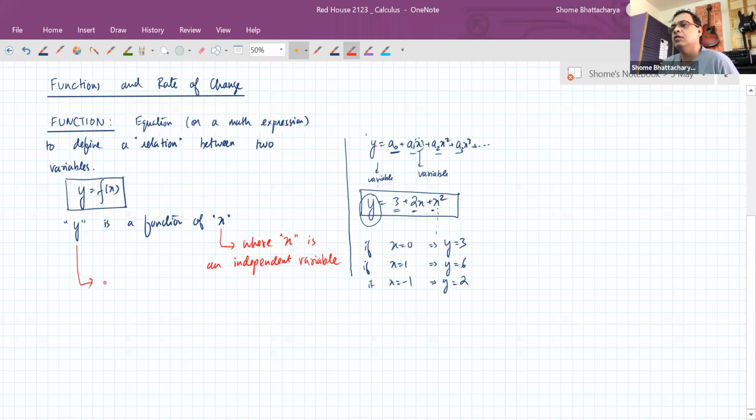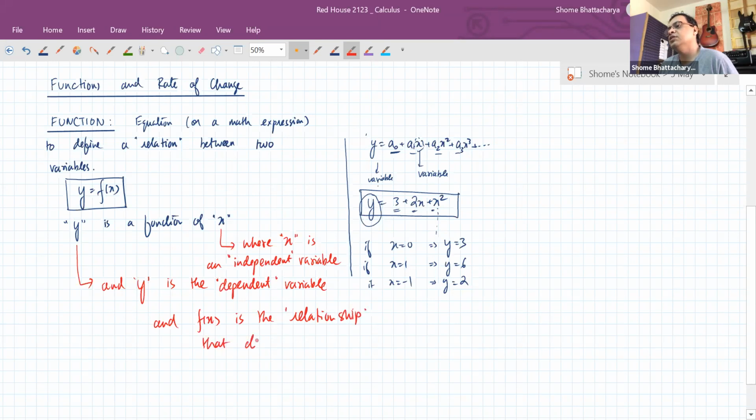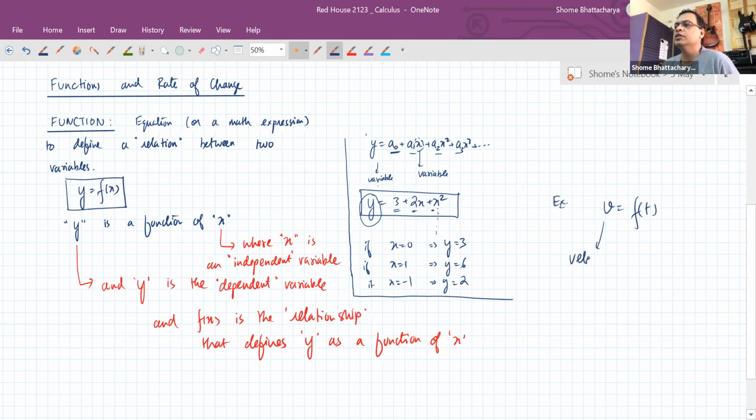Whereas the value of y is the dependent variable. And f(x) is the relationship that defines y as a function of x. Okay, so in mathematics, it's a convention that we always use x for the independent variable and y for the dependent variable. But obviously, when we apply functions to physics, x and y can be replaced with any other two variables. For example, we could have velocity as a function of time. So this is velocity or speed, whichever we are taking, as a function of time.